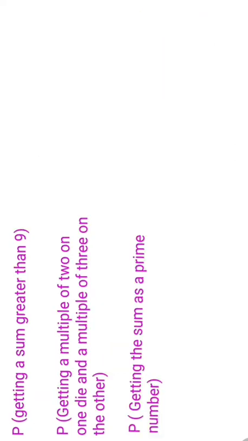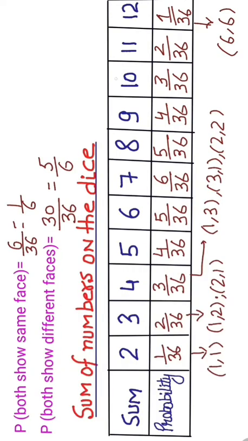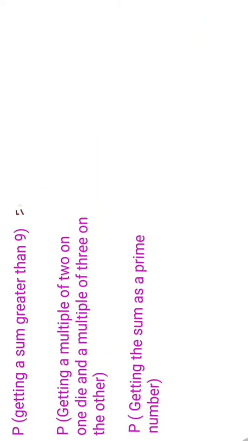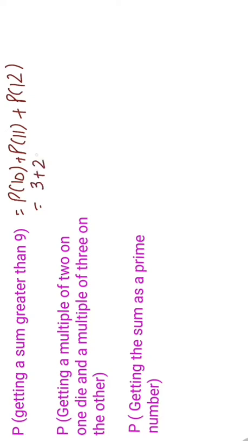Okay. Now you are required to find the probability of getting a sum greater than 9. For getting a sum greater than 9, include these three cases. That means the sum can be 10, 11 or 12. So you have to add the probability of 10 plus the probability of 11 plus the probability of 12. So 3 plus 2 plus 1 divided by 36. So 6 by 36 equals 1 by 6.